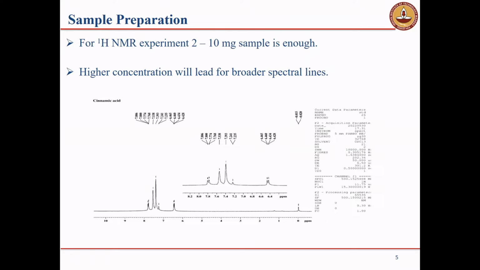For sample preparation, if you want to do proton NMR, 2 to 10 milligrams of sample is enough. A higher concentration will lead to broader signals. This is the cinnamic acid proton NMR spectrum. This is the higher concentration. The shimming is not good, so the spectral lines are very broad. I'll explain later what shimming is.